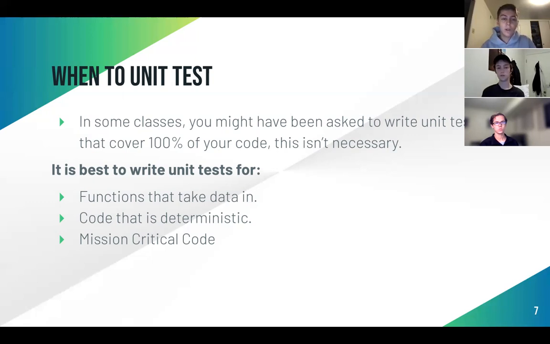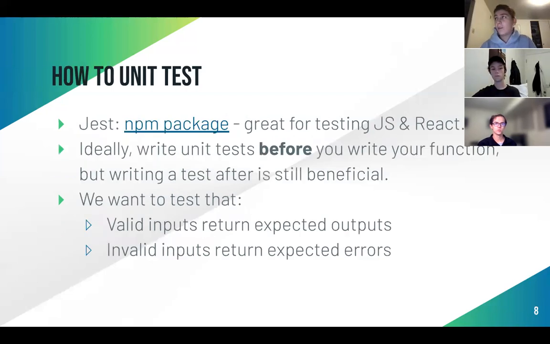Other times you should write unit tests are functions that take data in. That's pretty self-explanatory. And then code that is deterministic. And what that means is functions that have inputs that always have the same output, those are good ones to test as well. An example of code that's not deterministic is maybe if we were calling an API that just gets a random recipe. You can't really test that very well because it gets a random thing. So you probably don't want to test that. But if your functions are going to return a consistent result, you're going to want to make sure to test that function as well.